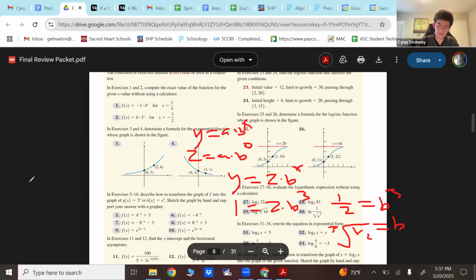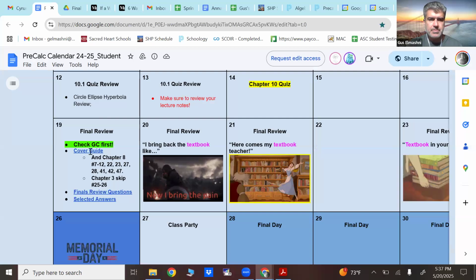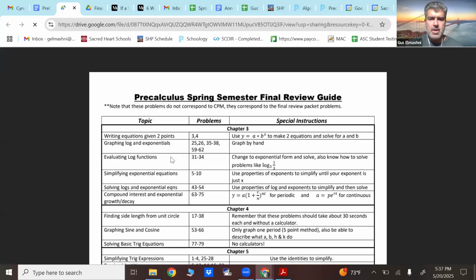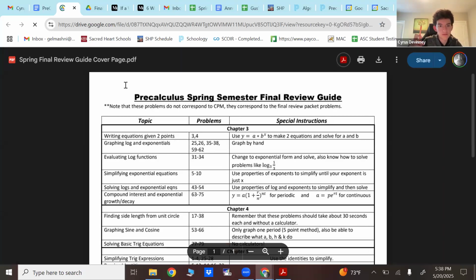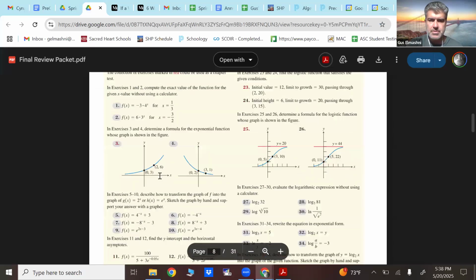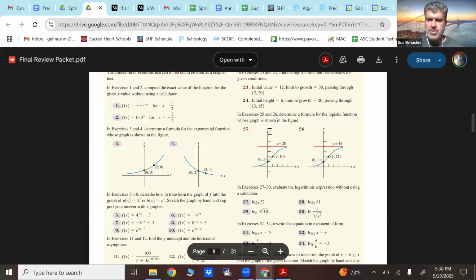Okay, let's keep on moving. Okay, next up. Yeah, and I could just pull that up here. Next is 25, 26. That is not graphing. I don't know what 25, 26 is. Something else.